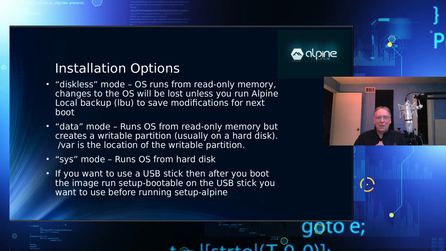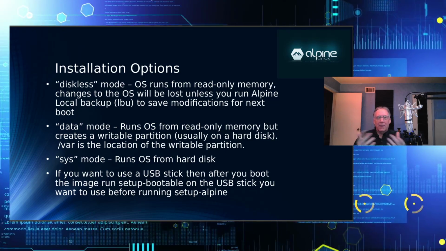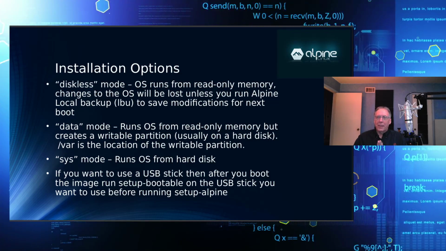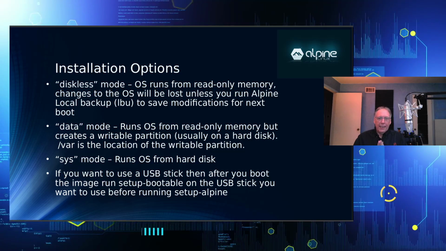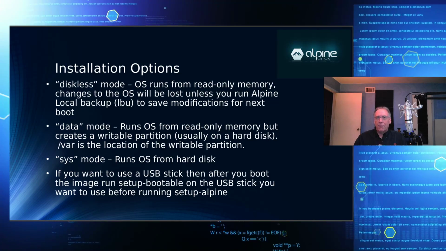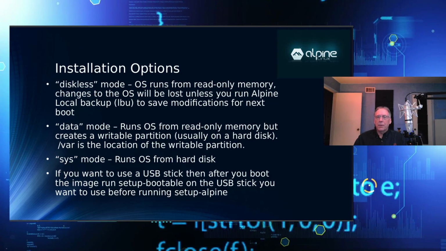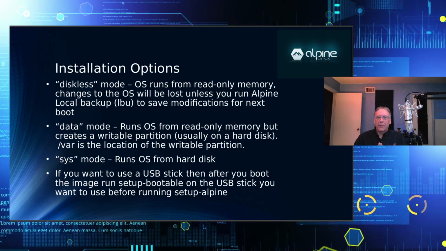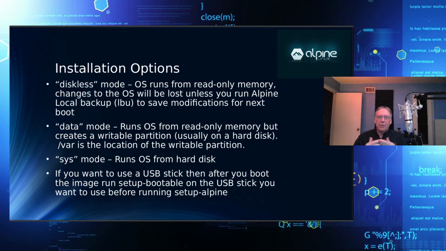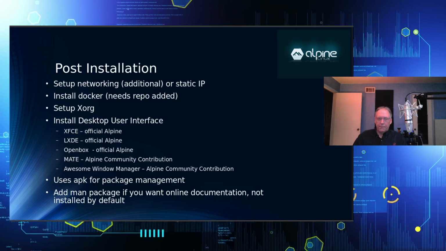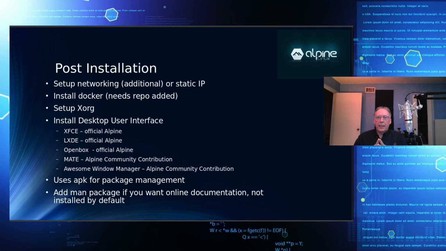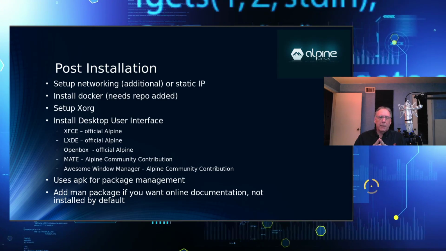But I do know the sys node, I use that one, and it runs the OS in a normal fashion. It has a boot partition and a root partition, and runs just like a normal Linux install would work. You can use a USB to boot the system from it, but you have to do a prep step first, which is to run setup bootable, which formats and creates all the necessary things on the USB stick to allow it to boot Alpine. Then you run the setup Alpine and install it to the USB stick. That's the only difference. There's a lot of post-installation steps, of course, and those are documented on their wiki. I just picked out a few of them that I thought might be useful.